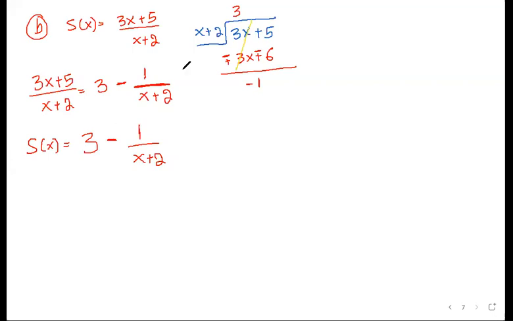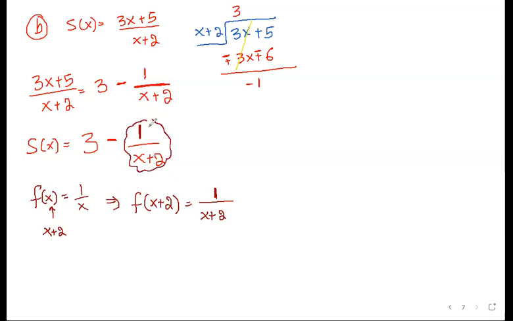Now the same idea like before. How to make the f of x inside this function? I know f of x equals 1 over x. If I plug in, instead of x, this value x plus 2, because here we have 1, it is good. Replacing x with x plus 2, I will get f of x plus 2 equal 1 over x plus 2. So now this thing is the same as these things.